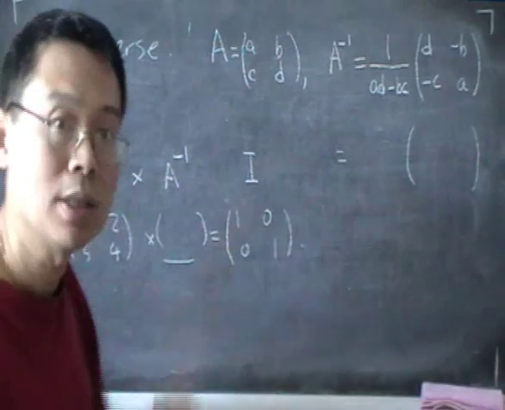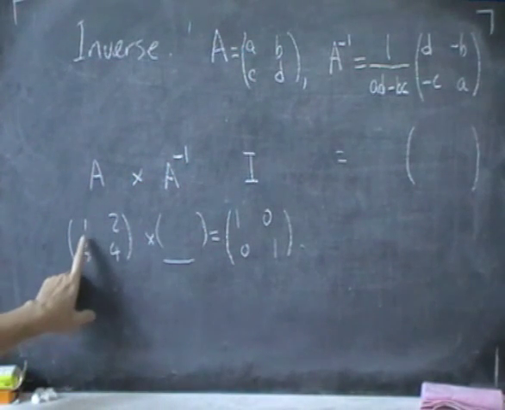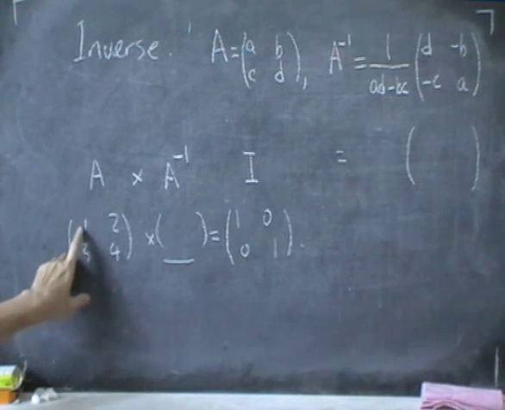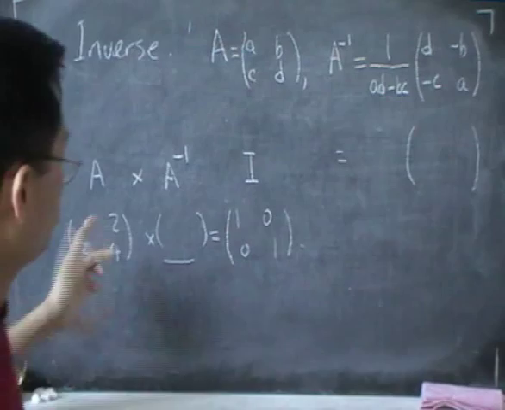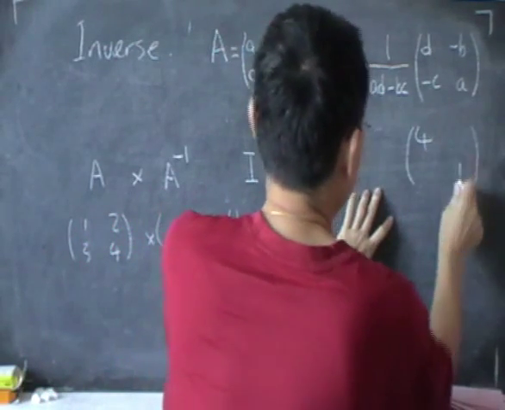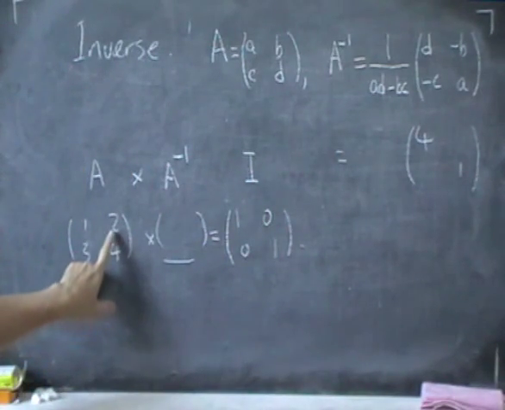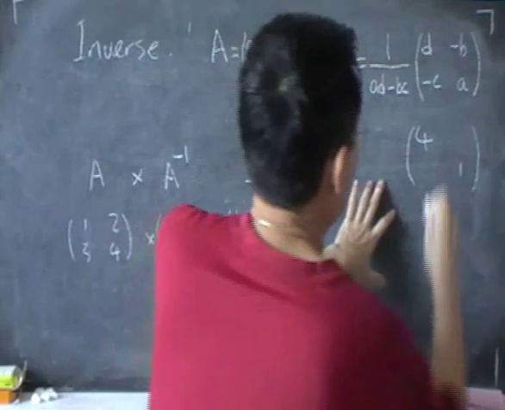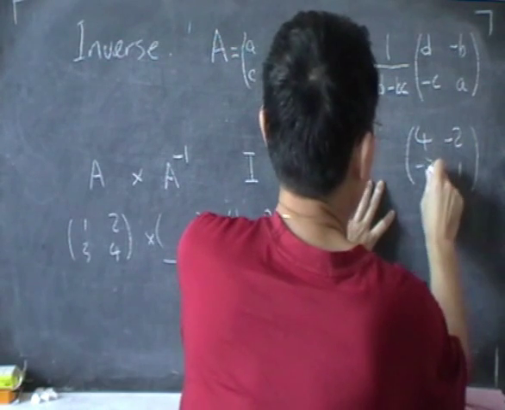A, B, C, D in this example are 1, 2, 3, 4. So I would take 1 and 4 along the diagonal and swap them to get 4 and 1. And I would have 2 and 3, and I must add minus signs to them. Like that.